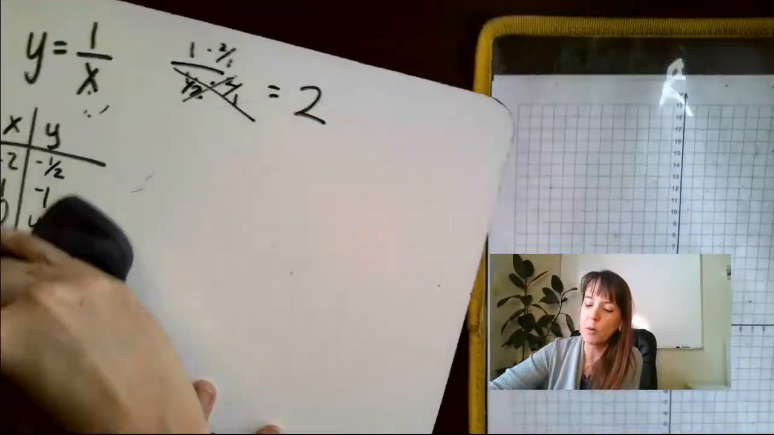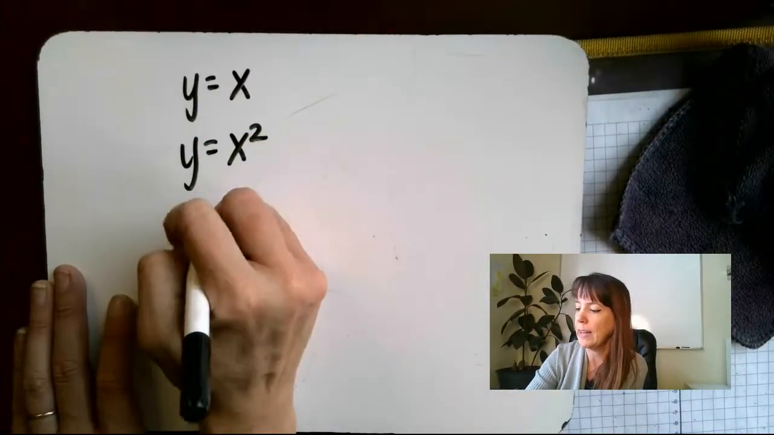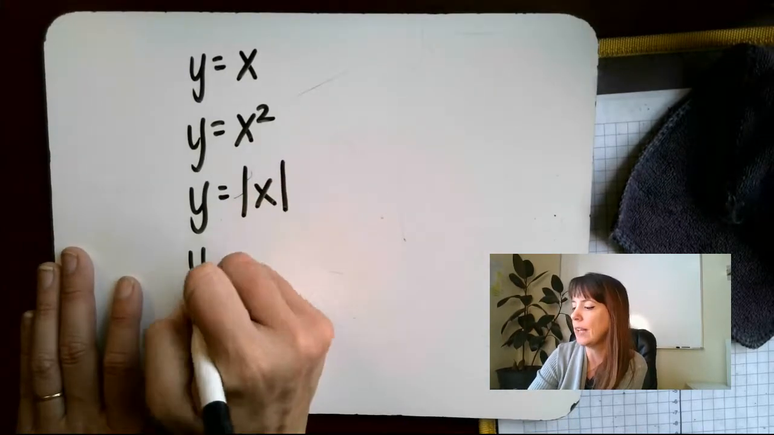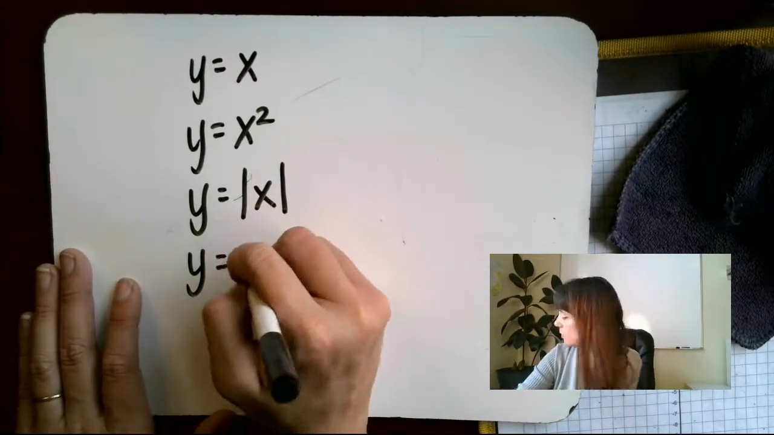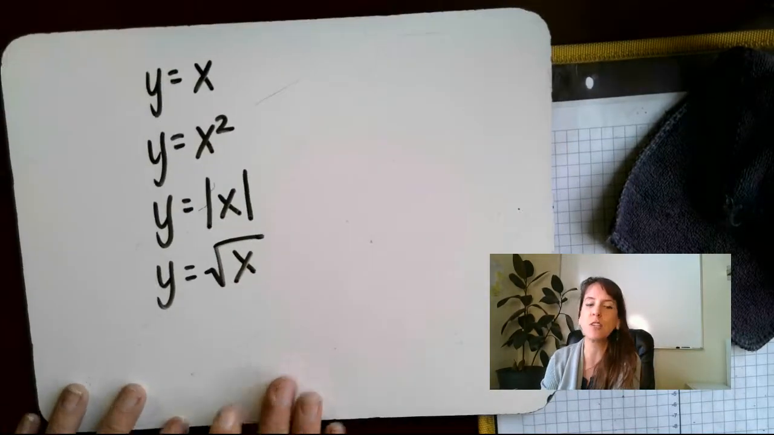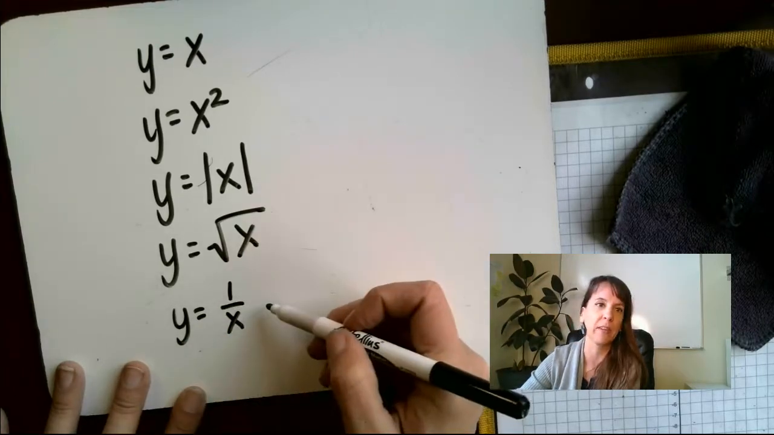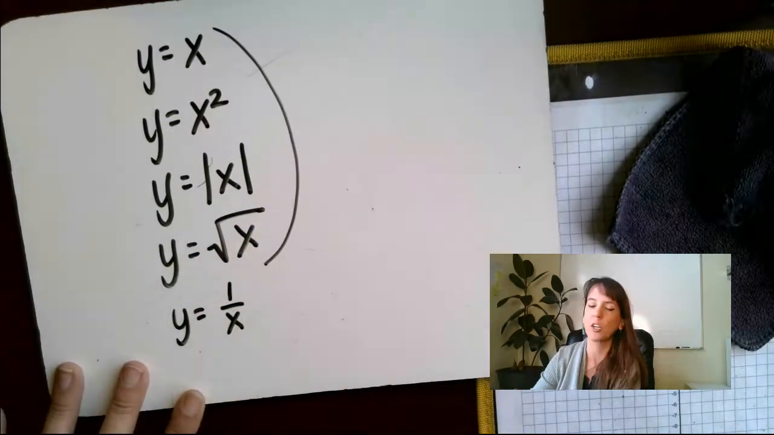Make sure that you know the ones that I wrote, right? Y equals x squared, y equals absolute value of x, y equals square root of x was the other one we talked about, right? These aren't our only parent graphs. There's this one, y equals 1 over x, but we'll talk more about that one later. But these are the primary ones that you're going to work with for right now.